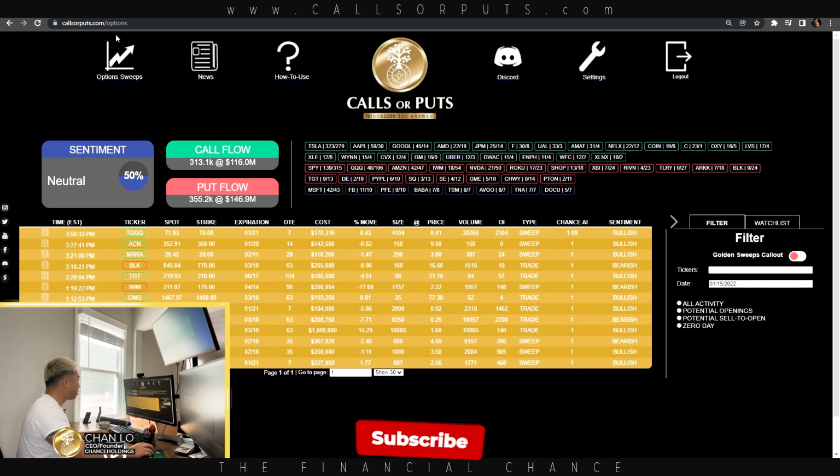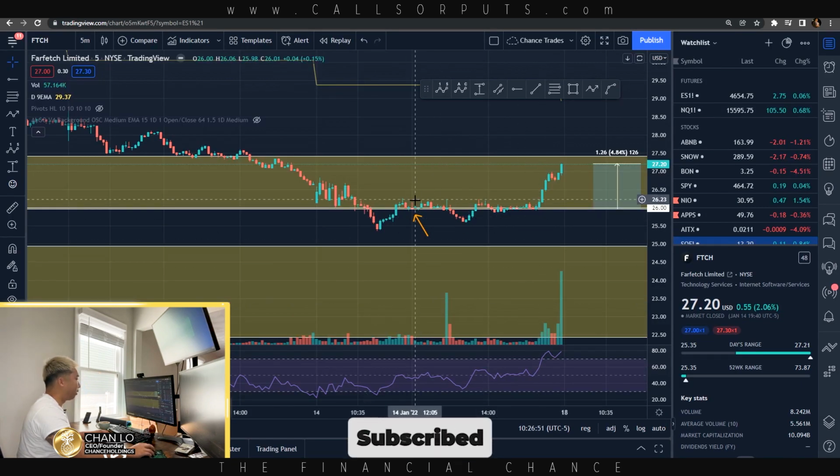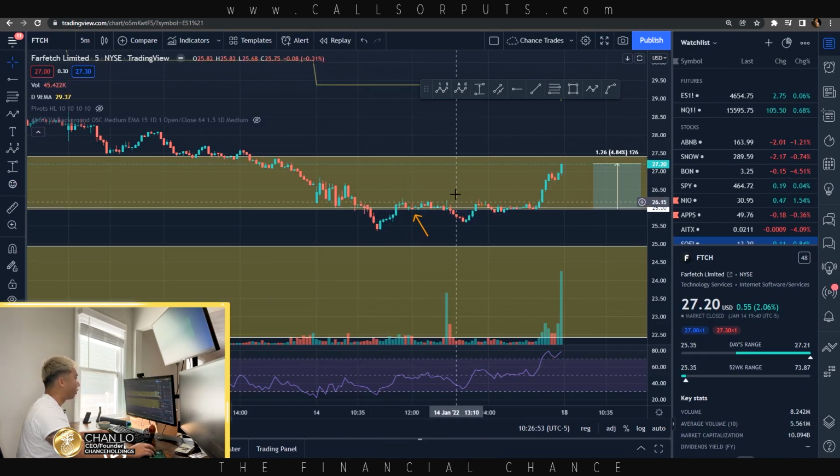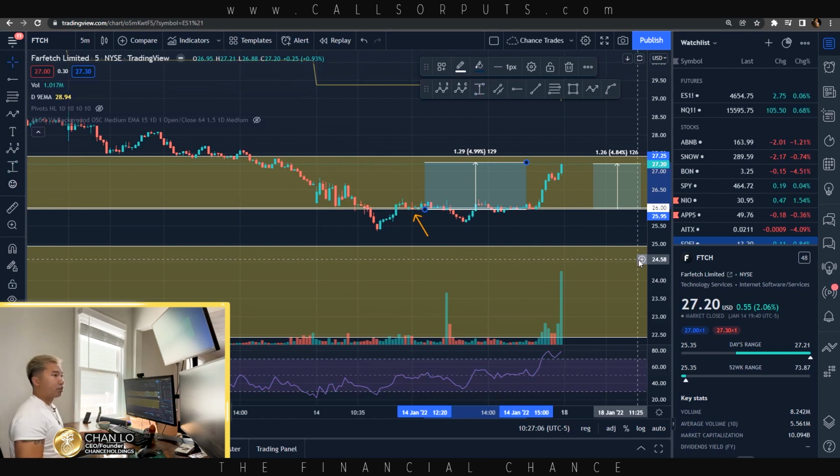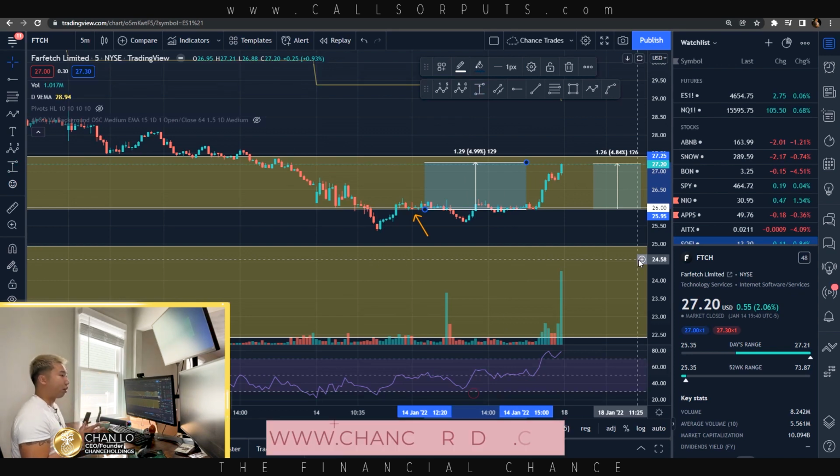So we saw that Fetch call. That's where it came in, which was in our weekly demand zone, as you can see here. And boom, from this level, it goes up a total of 5% to this level right here. And I still think there's continuation, as it's possibly gonna run up into earnings.